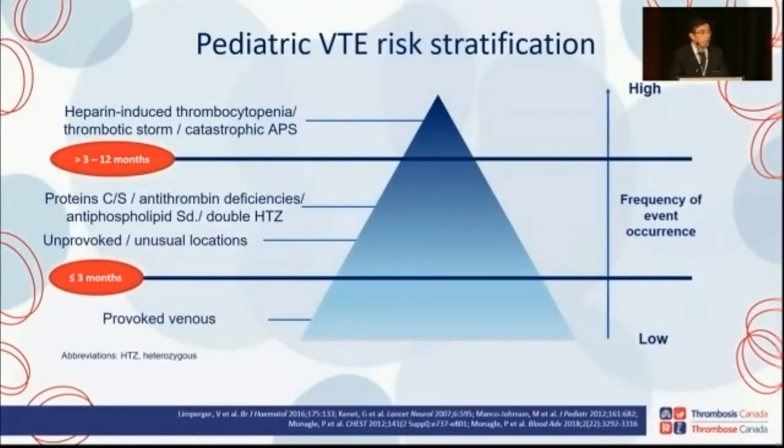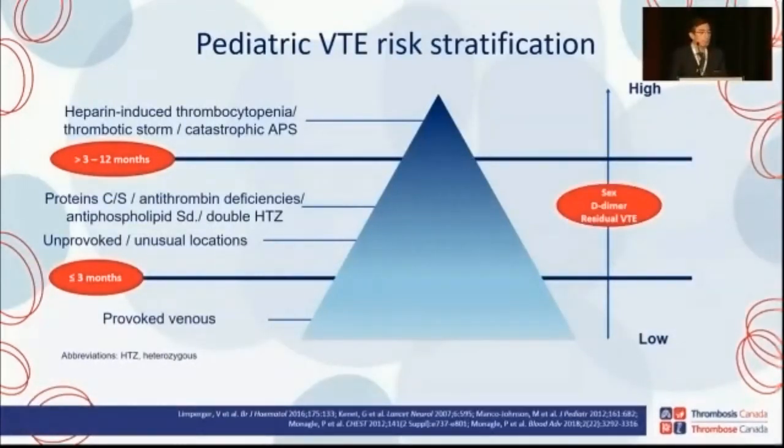The remaining causes, depicted on the left of your triangular pyramid in comparison to length of therapy, that is between 3 and 12 months, are shown. And I won't refer to the more elusive conditions in pediatrics: HIT, thrombotic storm, and catastrophic APS.